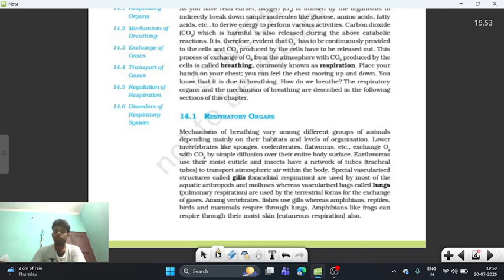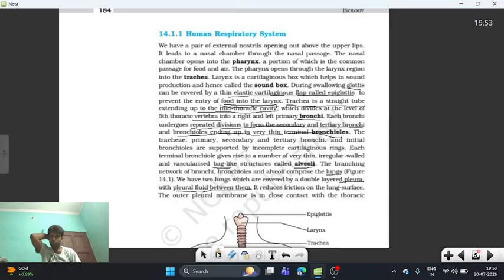So first, what we read: every organism has its own organs. Sponges and flatworms use their skin or the entire body. Earthworm uses moist cuticle. Now, aquatic life like arthropods, mollusks and fishes use gills, and others use lungs. Frogs can use their skin also. That you remember.